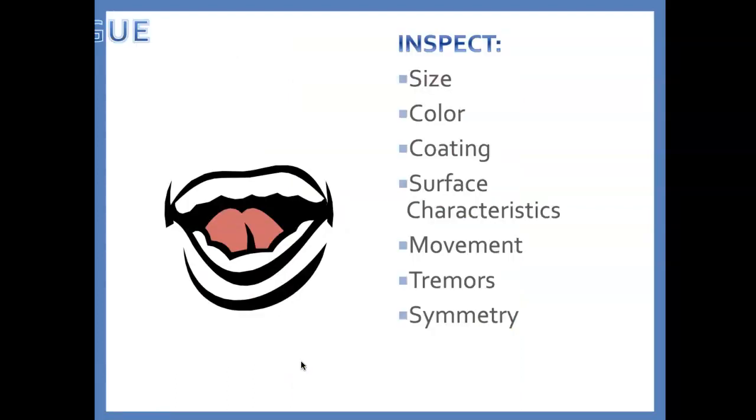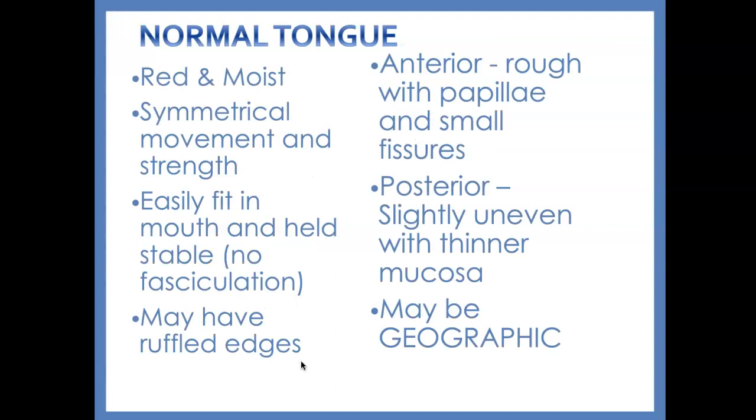All right, the tongue. Again, you're going to inspect the size, color, if there's any coatings on the surface of the tongue, the surface characteristics of the tongue, movement and tremors, and any symmetry. Hopefully it's symmetrical. The tongue should be red, moist, and when you have them stick it out, move it side to side, move it all around, it should be symmetrical in movement and strength. It should easily fit in the mouth and be held stable. No fasciculation, or it shouldn't tremor.